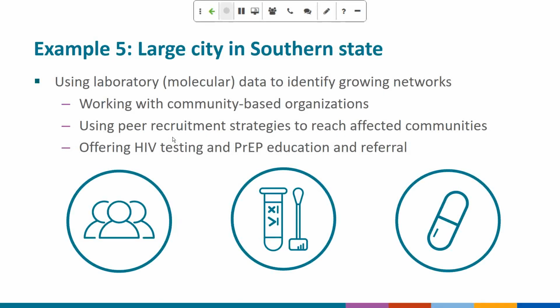In our last example, one city in a southern state is using laboratory data to identify growing networks. As part of this work, they're working with community-based organizations to use peer recruitment strategies to reach affected communities with HIV testing and PrEP education and referral.